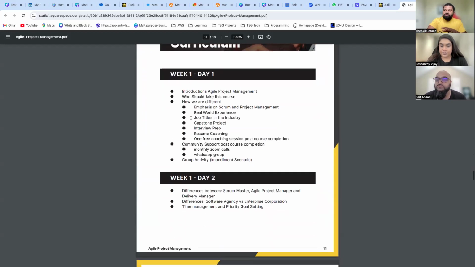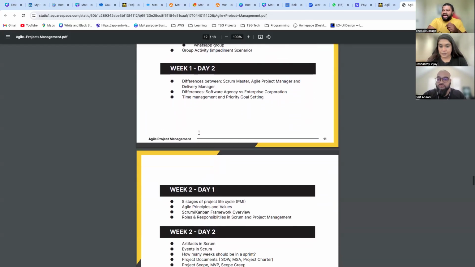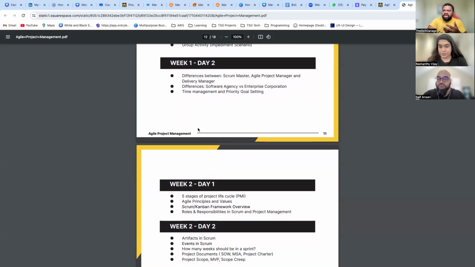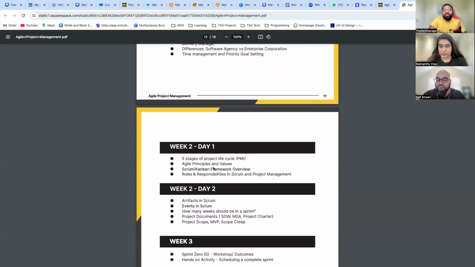Now, let's go into the course itself. This is us just introducing the course to you, like we're doing today. When we begin to dive deep into the course itself, you begin to understand the difference between working for a software agency and an enterprise corporation. What's the difference between a Scrum Master, a project manager, and a delivery manager? You already begin to see that. And then we'll take you into the thing itself.